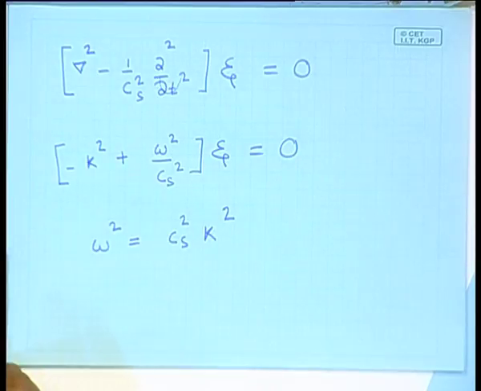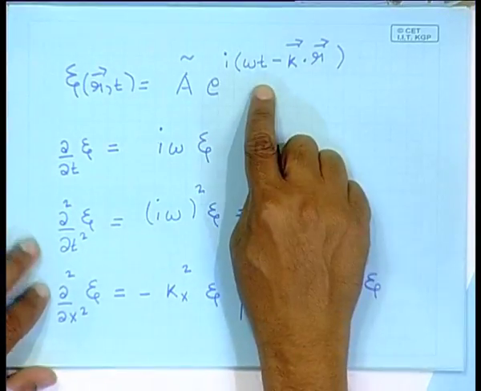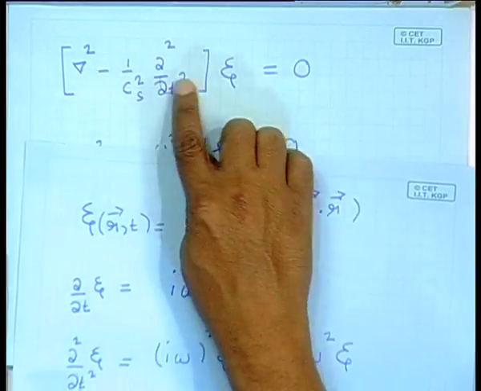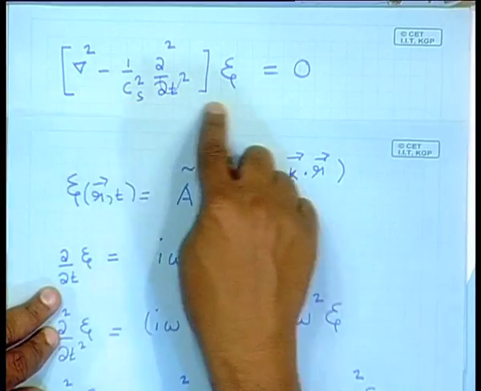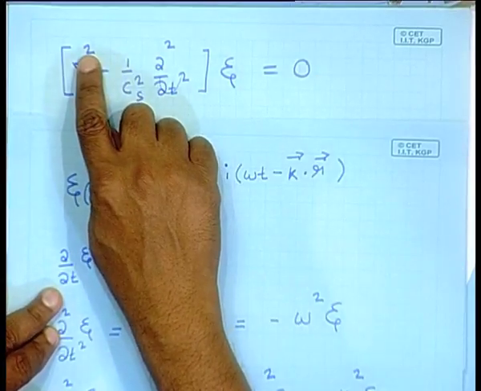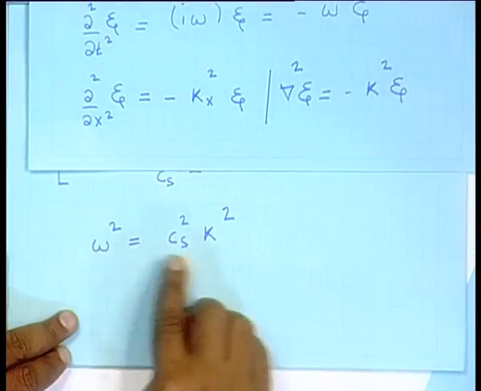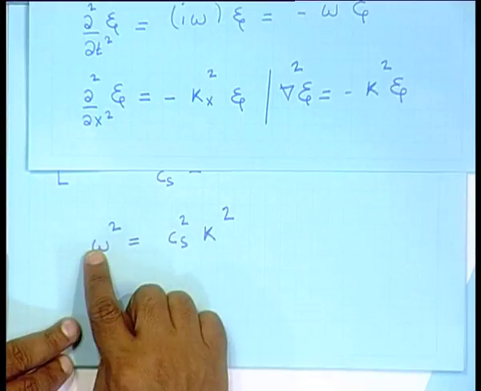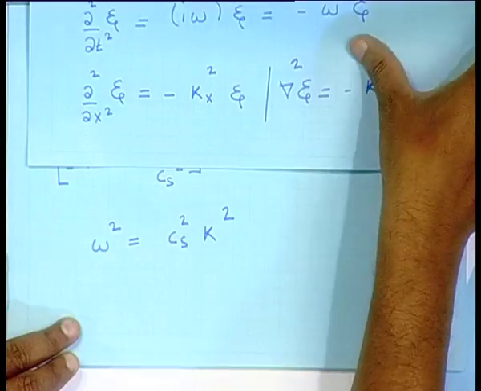So, what we find is that this particular plane wave is indeed a solution to the wave equation, provided the wave vector and the angular frequency are related. The wave number and the angular frequency are related through this constant Cs which appears in the wave equation.